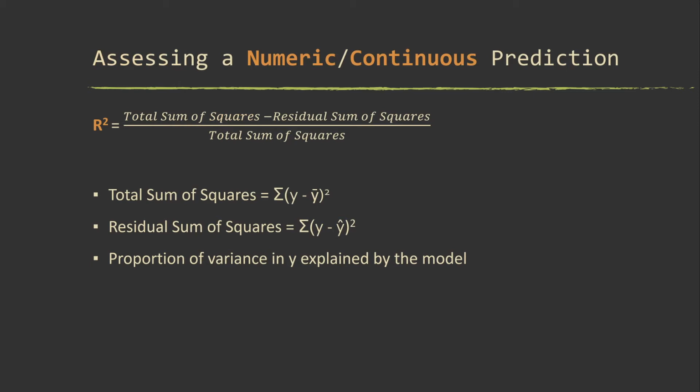Okay, another common assessment metric for regression problems is R squared. You might be familiar with R squared if you've looked at linear regression equations. Effectively, R squared is a measure of the proportion of the variance in Y, or the thing that you're predicting, that is explained by the model.